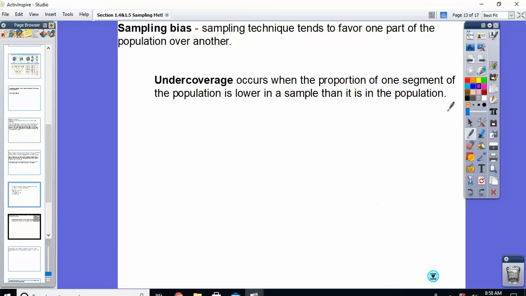Alright, the first one is sampling bias. So this happens because of how you chose your sample. You favored one population over another. A situation that might result in this would be undercoverage. Maybe you are looking at a community where 30% of the population is Hispanic, but in your sample you only have 5% Hispanic. Or maybe your sample has 70% Hispanic. And so that sample does not accurately reflect the population itself.